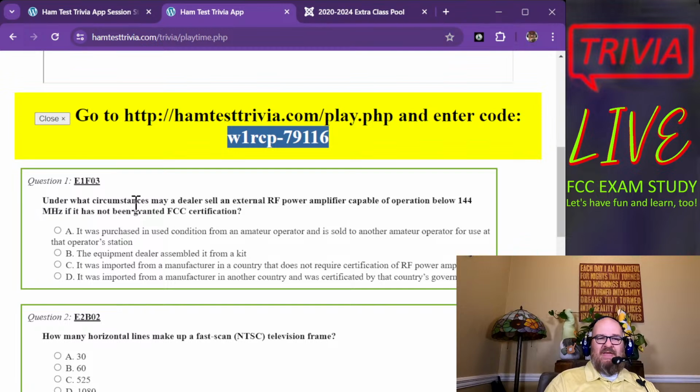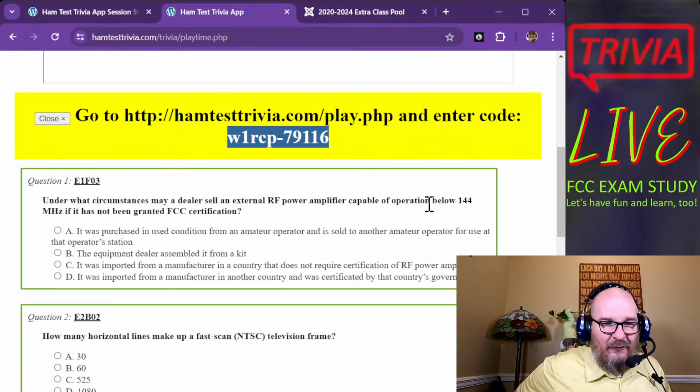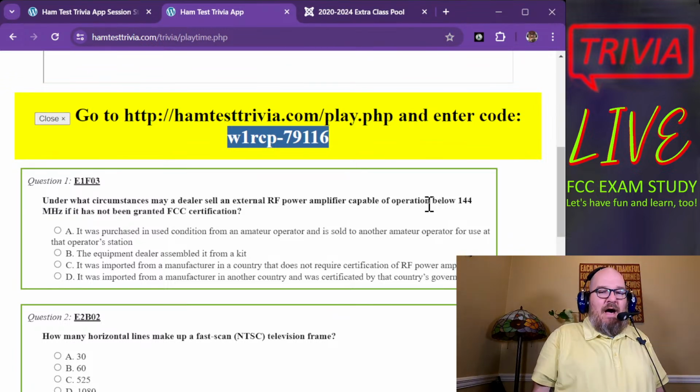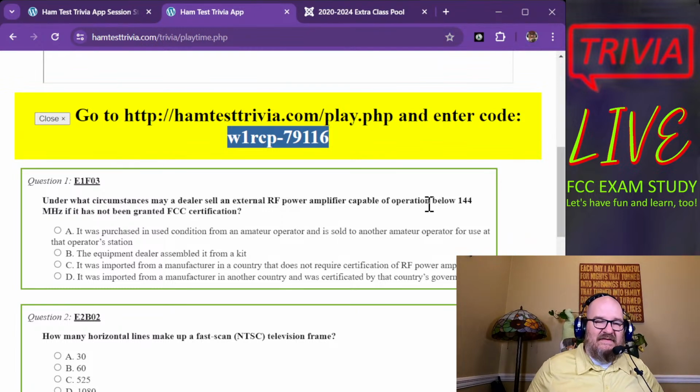Here we go. Under what circumstances may a dealer sell an external RF power amplifier capable of operation below 144 megahertz if it has not been granted FCC certification? A dealer. I'm going to go with A on this.